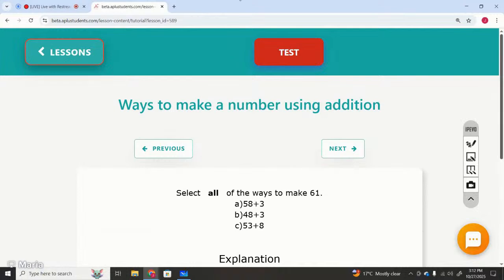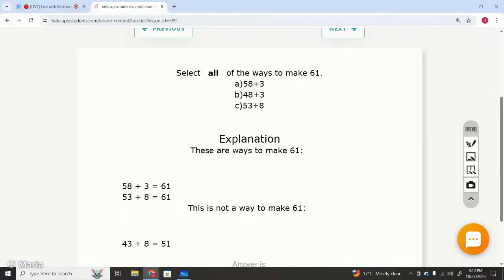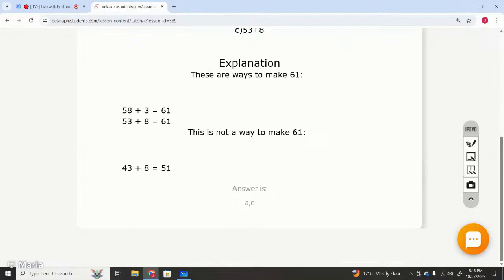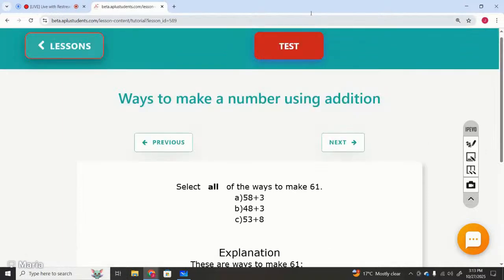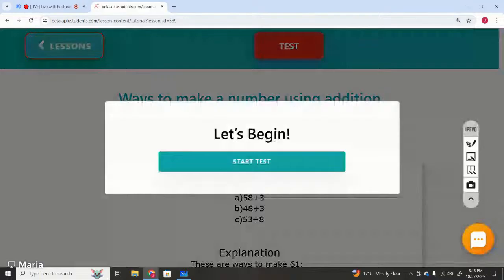Select all the ways to make 61. So we have to make 61. So let's just add and see which options make 61. So that is 58 plus 3 and 53 plus 8. They both make 61. Let's just start with the test questions.